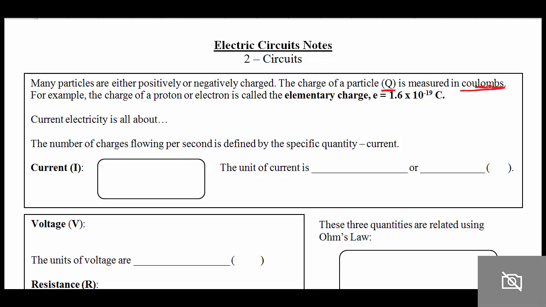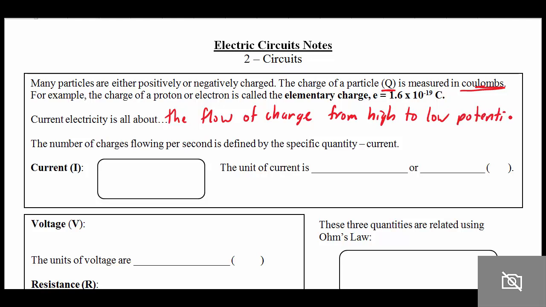So, for example, the charges on protons and electrons, which are the same, protons are positive, electrons are negative, is something called the elementary charge, and it's equal to 1.6 times 10 to the negative 19 coulombs. So, current electricity is all about the flow of charge. And these charges always flow from high to low potential. Just like a ball is going to roll down a hill to an area of lower potential, so are these charges when they flow around.